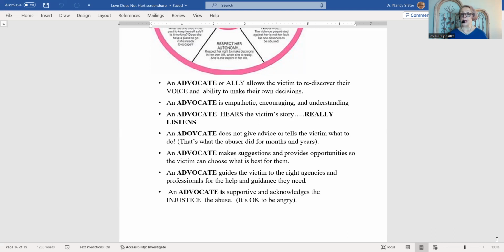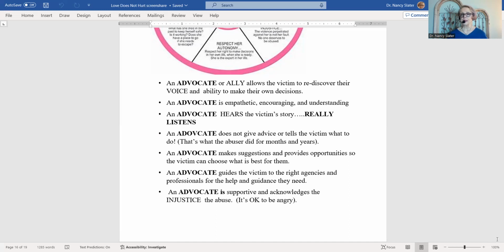An advocate is also an ally. An advocate or ally allows the victim to rediscover their voice and the ability to make their own decisions. Why is that so important? Victims do not have a voice. They are told to shut up, sit down, be quiet, you're dumb, you're stupid, you're not worth anything. They've lost their voice. And they don't make decisions in an abusive relationship. The decisions are made by the perpetrator. So they get to learn to make their own decisions. Slowly, but they do.